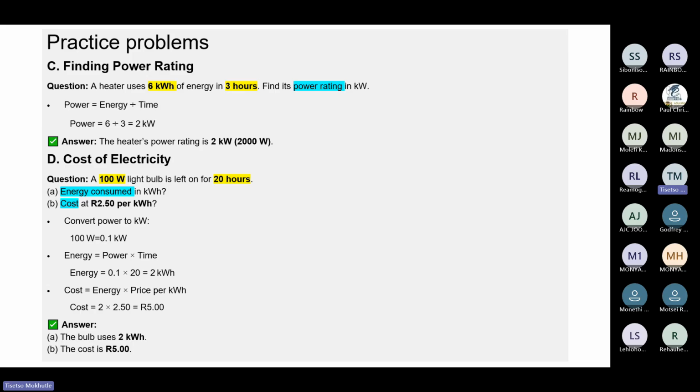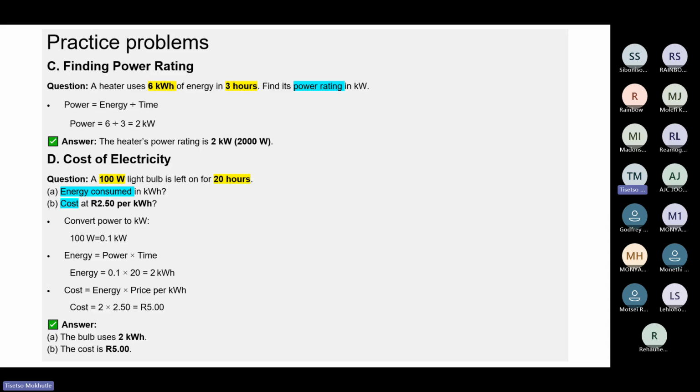Now the fourth way, you can be asked to calculate the cost. Remember, when you are asked to calculate the cost, usually the energy consumption calculation would come first and feed into the cost calculation. Obviously, meaning we'll have to calculate the energy first and then the cost.